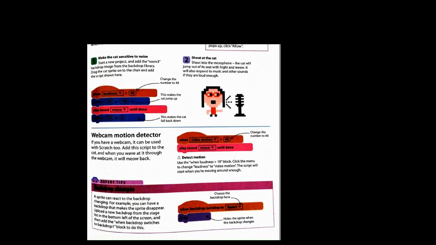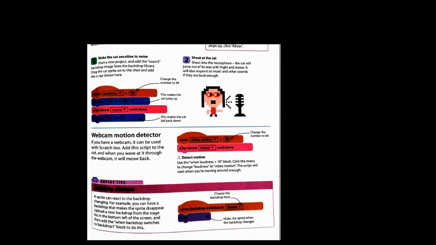Make the cat sensitive to noise. Start a new project and add the Room 3 backdrop image from the backdrop library. Drag the cat sprite onto the chair and add the script shown here. Change the number to 40. This makes the cat jump up. This makes the cat fall back down.